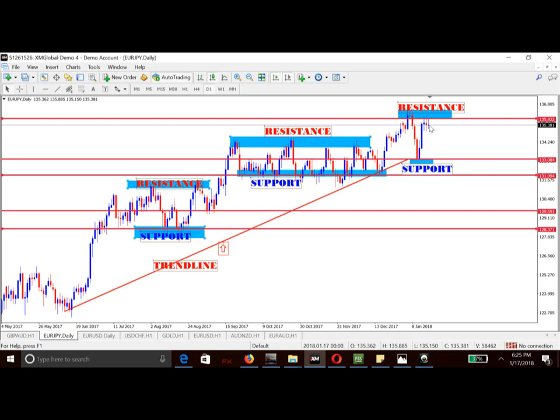Very soon the market will start making lower lows and lower lows. So when you're able to understand the trend of the market, you are able to trade in the direction of the trend, so you don't make a wrong decision in your trading.